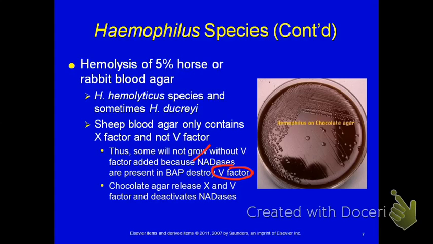Okay? Now, since blood agar plate would have an active enzyme, NADase, that would destroy the V factor, therefore blood agar plate would not be an excellent culture medium for the cultivation of Haemophilus species that would require both the X and V factor. Now, instead of using a blood agar plate, it would be better if you will be using the chocolate agar.